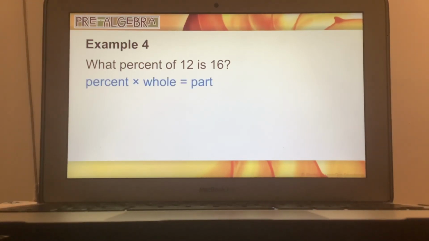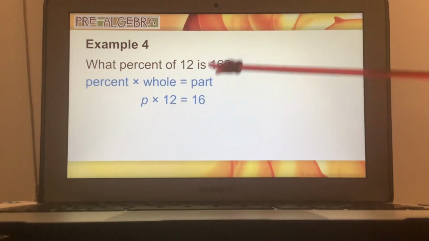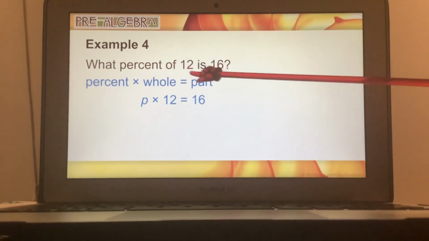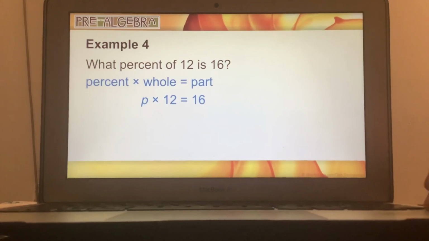So our formula, remember, is percent times the whole equals the part. In our problem here, the percent is what we want to find, P. The whole, what percent of 12, that's the whole, is 16. That's the part. Do the math. 12p equals 16. If you divide both sides by 12, you can solve for p.